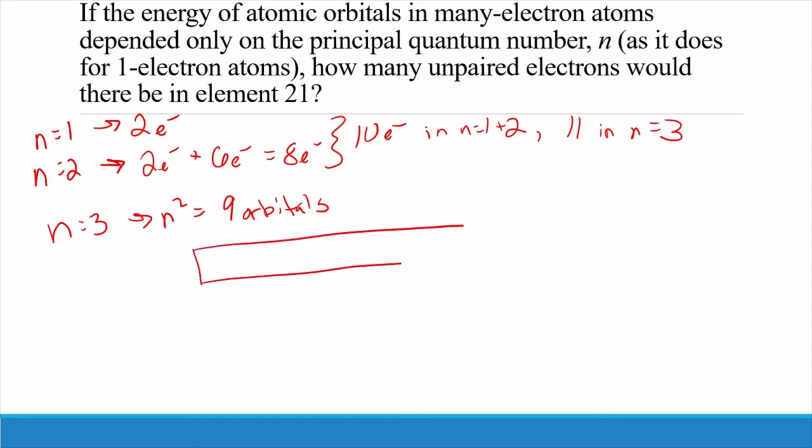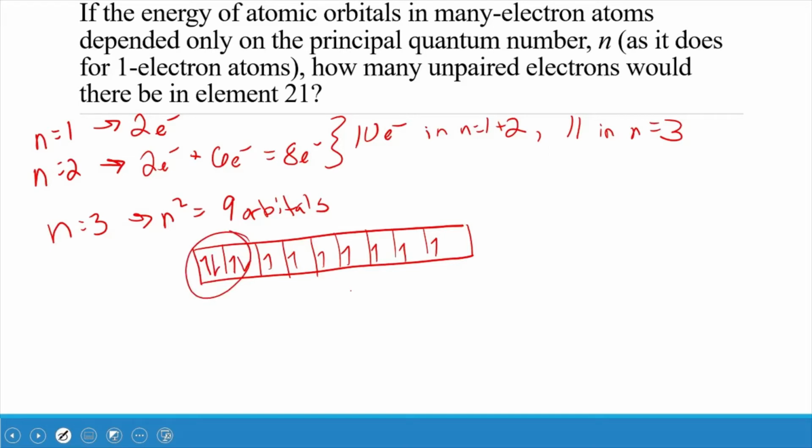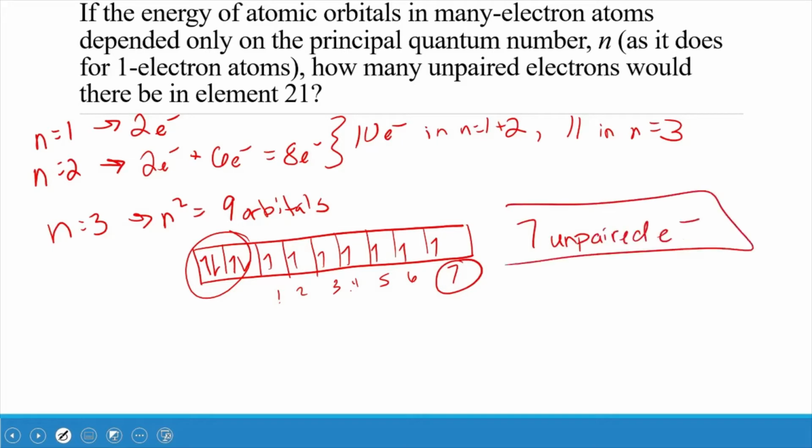So because I'm a visual person, let's draw a little orbital diagram. So we have 1, 2, 3, 4, 5, 6, 7, 8, 9. So we have 11 electrons. So we go 1, 2, 3, 4, 5, 6, 7, 8, 9. And then we have to go 10, 11. So we have 2 sets paired and 1, 2, 3, 4, 5, 6, 7 electrons that are unpaired. So 7 unpaired electrons.